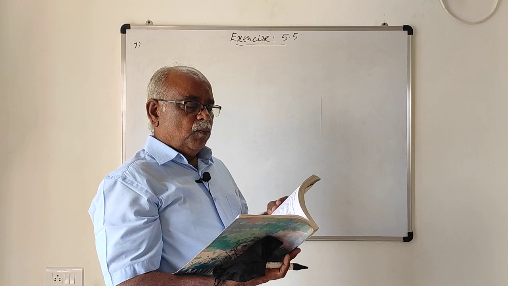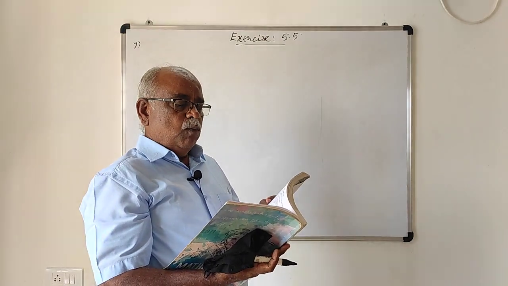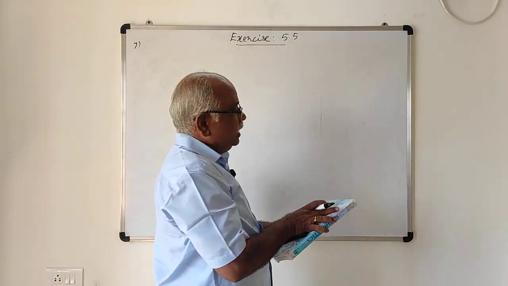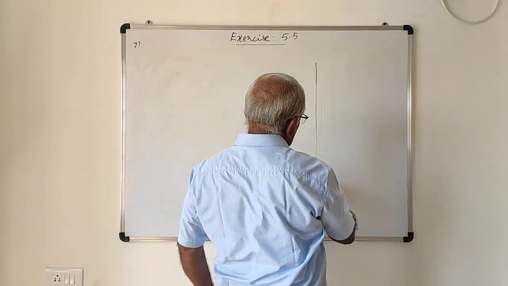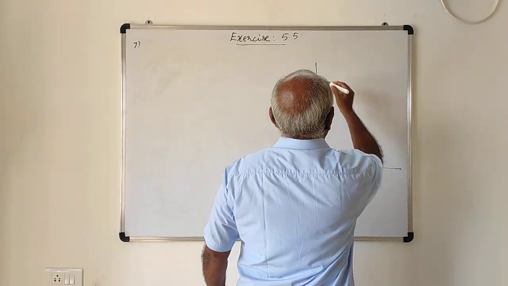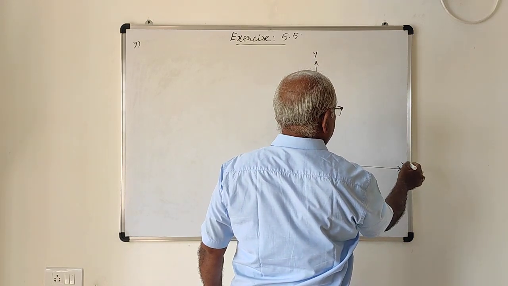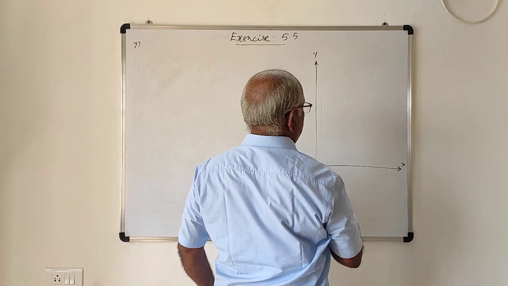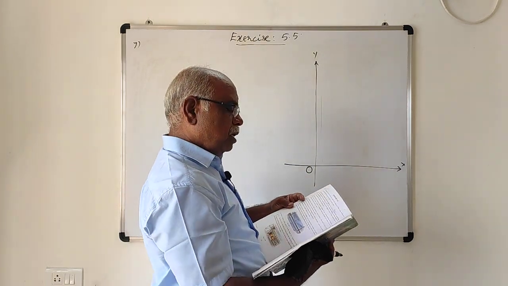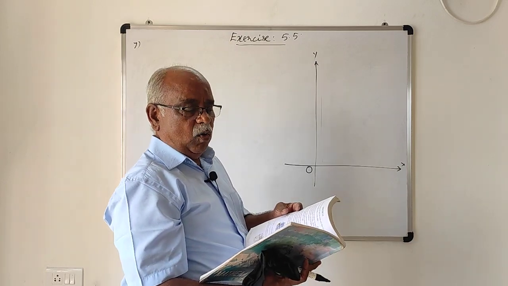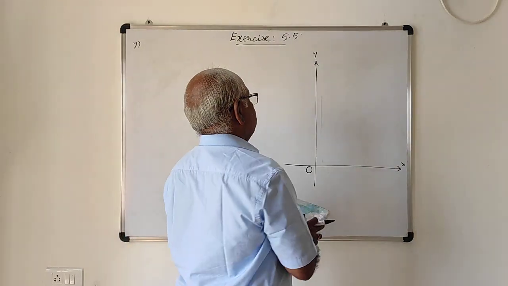A rod of length 1.2 meter moves with its ends always touching the coordinate axes. You know these are the coordinate axes. This is the y-axis and this is the x-axis. This is the origin. The problem states that a rod of length 1.2 meter moves with its ends always touching the coordinate axes.